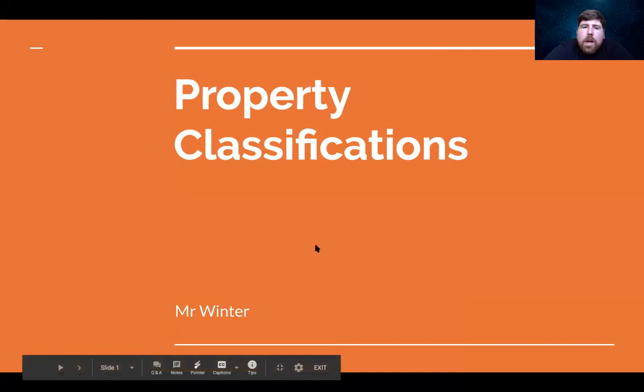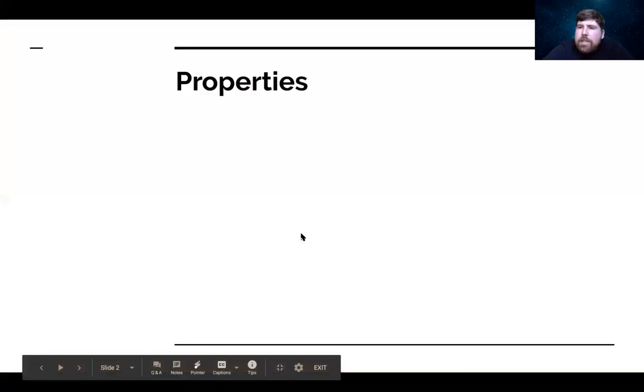Hey everyone, today we're going to be looking at properties. Don't forget, you have a graphic organizer which quite nicely follows along with my lecture slides today. So, property classifications, let's go ahead and get into it.